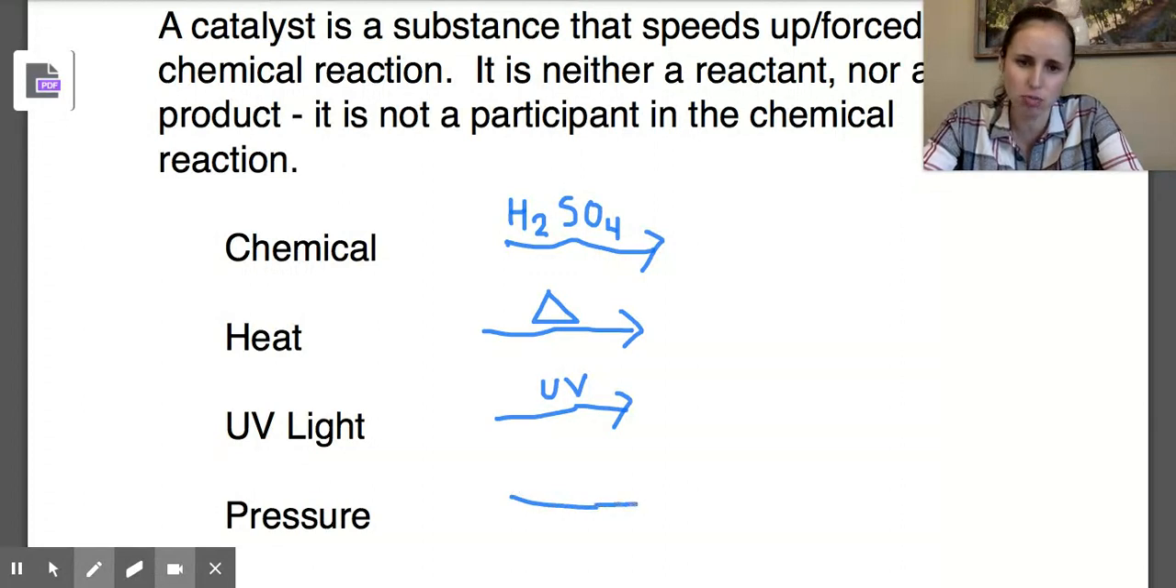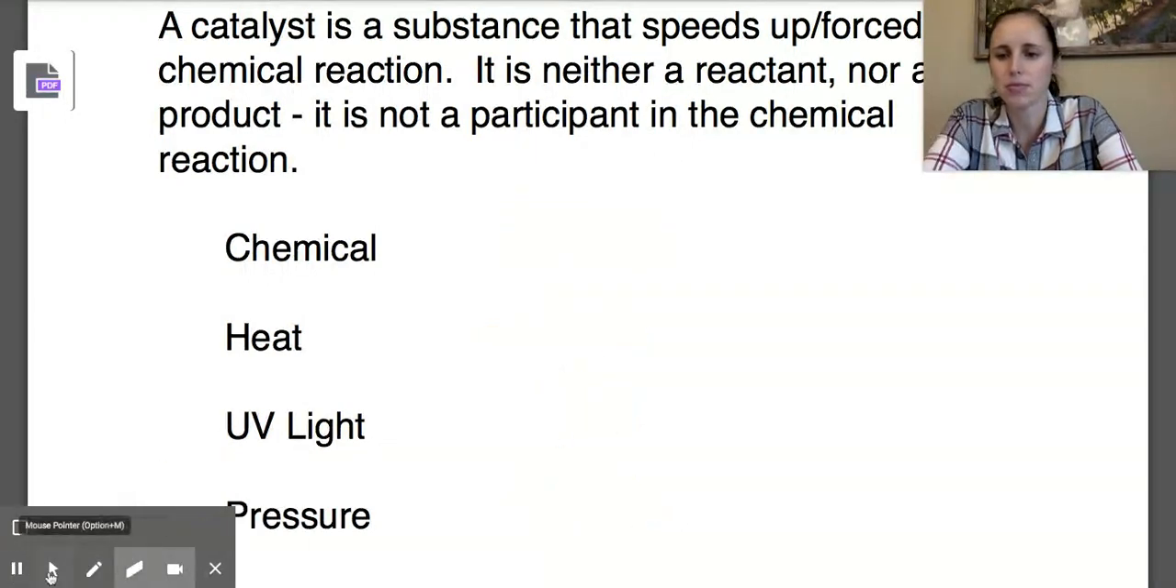And sometimes a certain pressure is required. So we're going to talk more about pressure in the last unit. If there ever is pressure required, you would actually list specifically the amount of pressure. So for example, if there's 10 kilopascals, kilopascals is the unit for pressure. If there's 10 kilopascals of pressure required, you would list it right over top here. So a catalyst is always listed over top of the arrow, and you pretty much just list whatever the catalyst is.